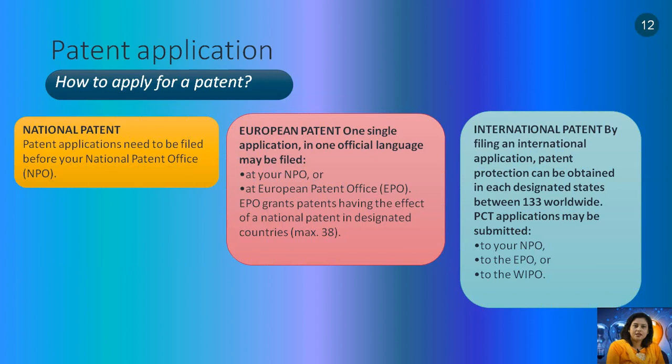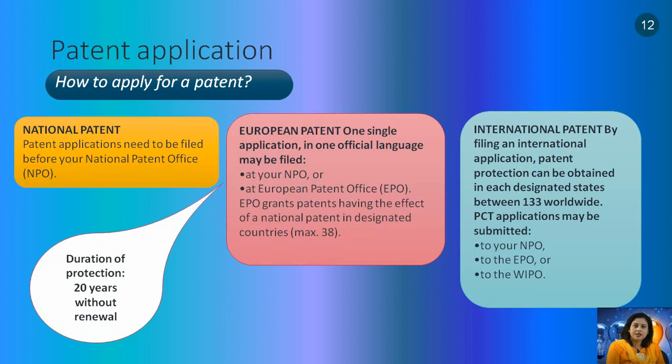For international patent, you have to file an international application form, and patent protection can be obtained in each designated states between 133 worldwide. PCT applications may be submitted to your NPO or to the EPO or to the WIPO, World Intellectual Property Organization. Now, duration of protection of patent is 20 years without renewal.